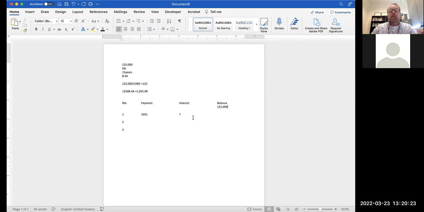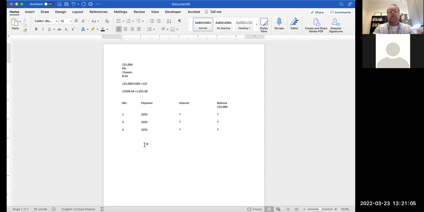Then what we're trying to find is these other ones. For month 1, we know the payment is going to be the same every month, but the interest is going to be different every month, so we need to figure that out. The same thing for month 3. What we're trying to find here is the ending balance.